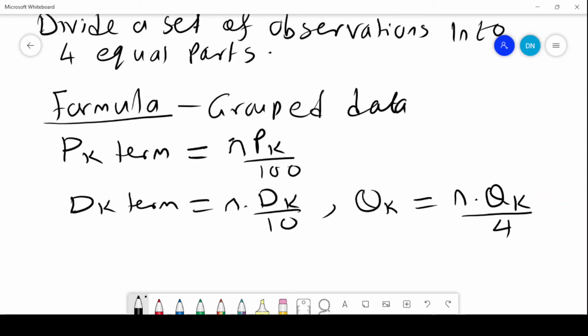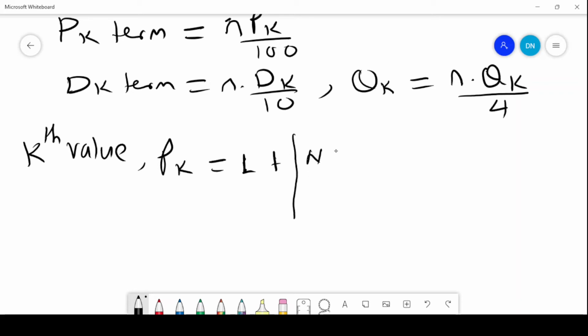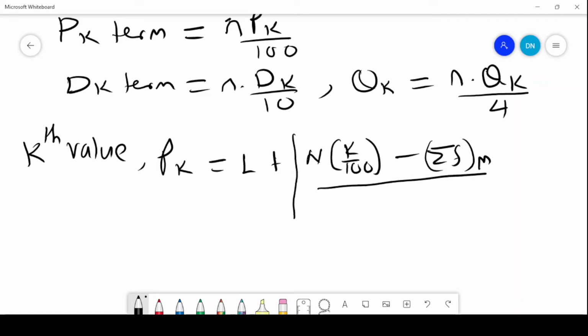And since we are dealing with grouped data, we can then look at the general formula, and we'll use the formula that helps us to find the median. The kth value, which is pk, will be given by L plus n k over 100 minus summation of the frequencies before the median class, divide by the frequency of the median class. That is the formula that we would want to use.